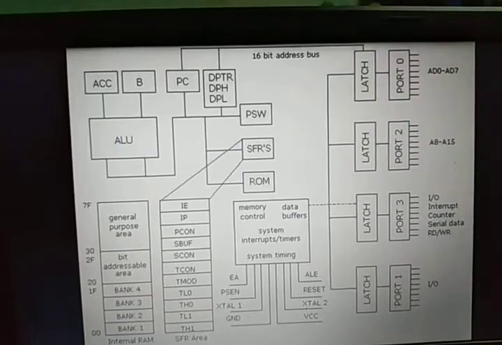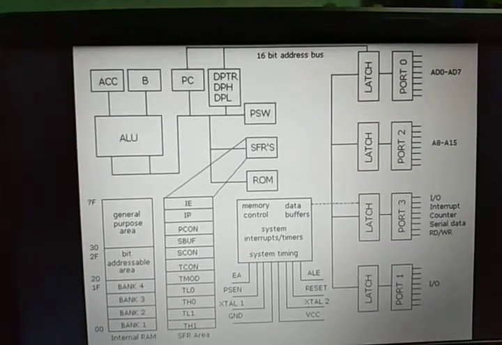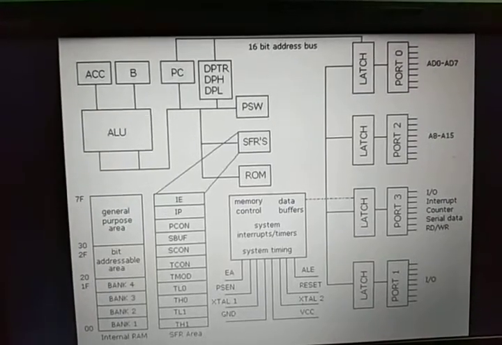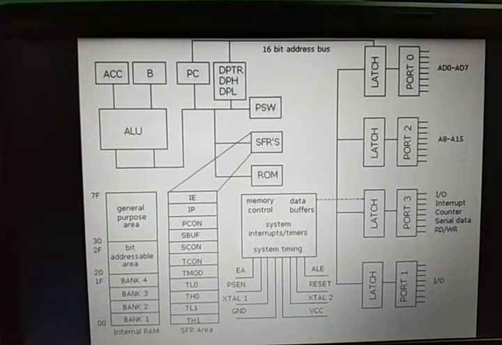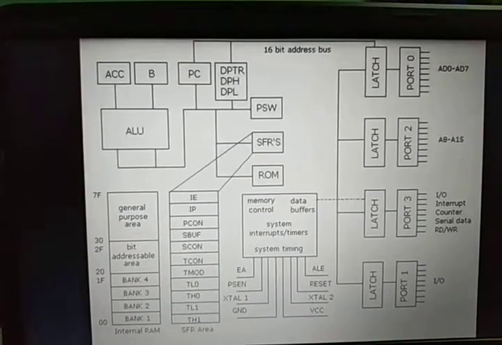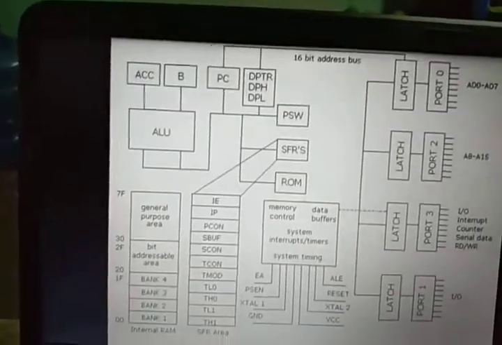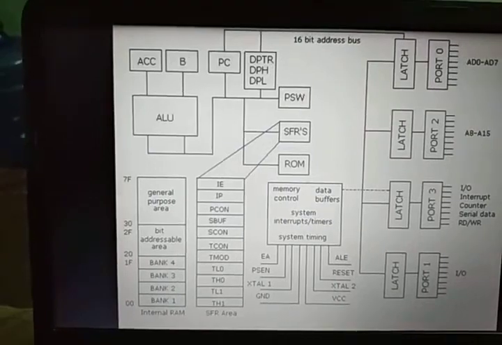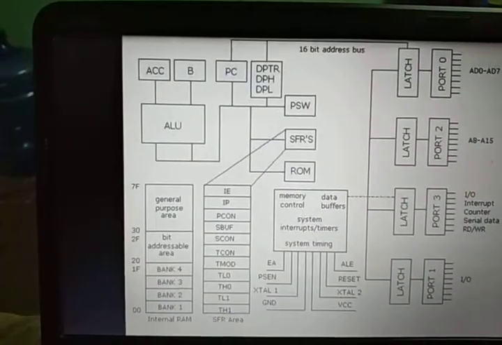And port 0 can be used either for address or data, so it is time multiplexed. And port 1 is used only for IO operations. Port 3 can be used for IO or interrupt or to carry the counter information and serial data, and also the read write signals. And here we have an 8-bit accumulator, a B register, and a program counter and data pointer.